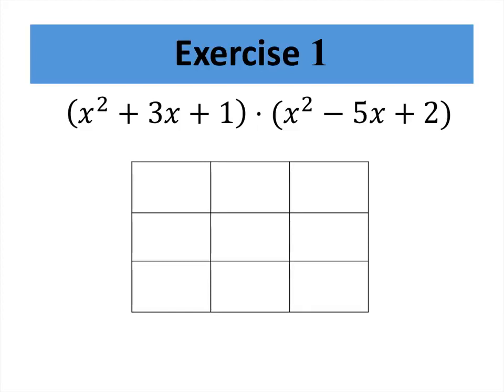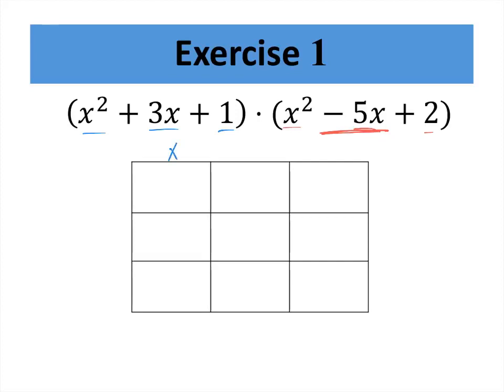So this is a trinomial, x squared plus 3x plus 1 times x squared minus 5x plus 2. This is where this method really pays off, because we don't have to do quite as many operations as the distributive property, which could get really confusing. So all we're going to do is assign each side length a piece of this. The tricky part about this is this negative 5x, so I'll talk a little bit more about that when we get closer.